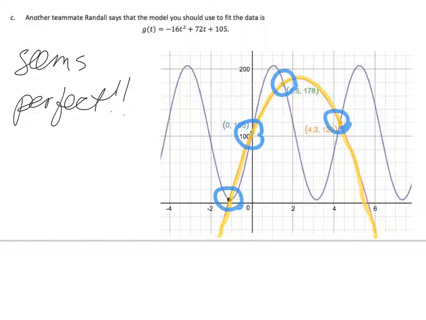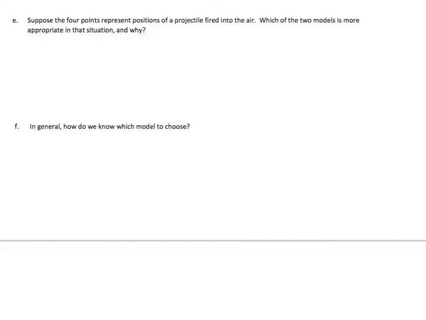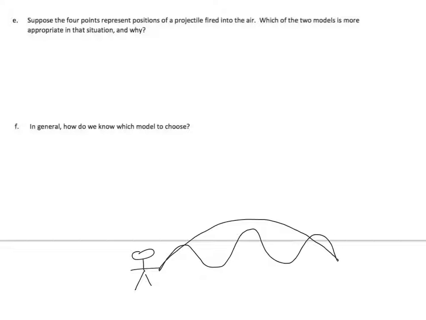But the two graphs are so different. Which one do you pick? Suppose the 4 points represent positions of a projectile fired into the air. Which of the two models is more appropriate for the situation and why? Well, if you're standing somewhere on the ground and you shoot a basket, or throw a baseball, or whatever, it certainly isn't a sinusoidal function, right? I love that word. It's so fun. Okay, that's not right. It's an arc, which is quadratic.